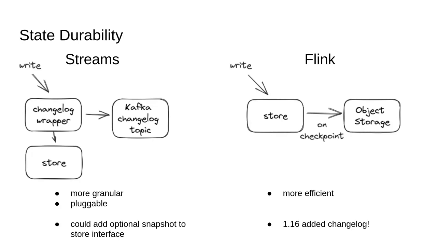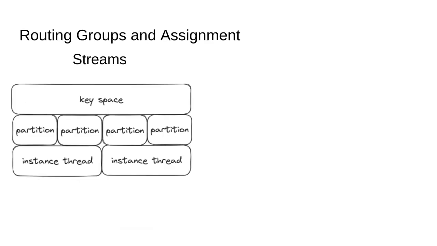And it would also unlock some interesting optimizations on the changelog topic. You could disable compaction, take a little bit of load off the broker, and then just truncate the changelog wherever you know there's a durable snapshot, and also save some storage on the broker. Okay, so that's durability.